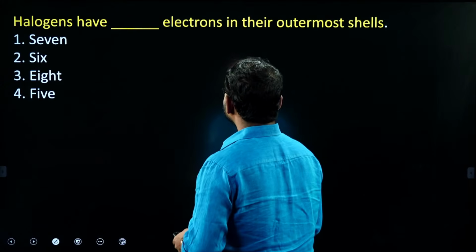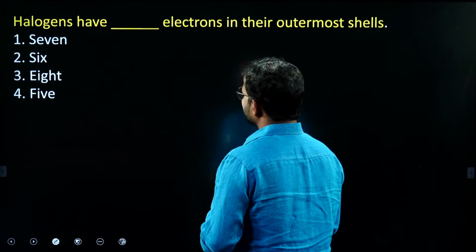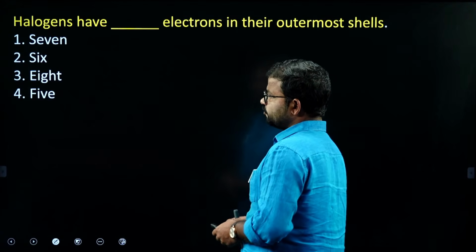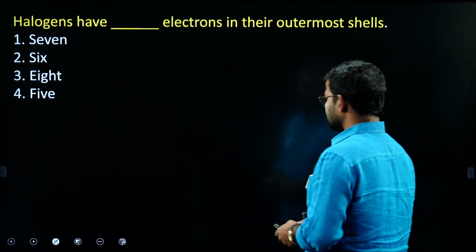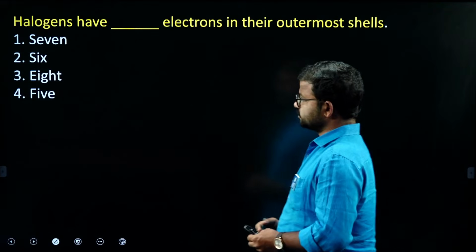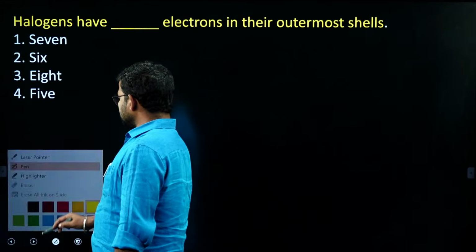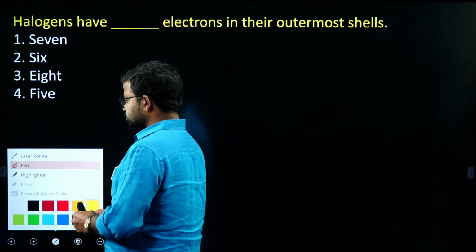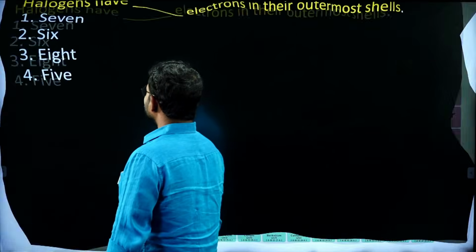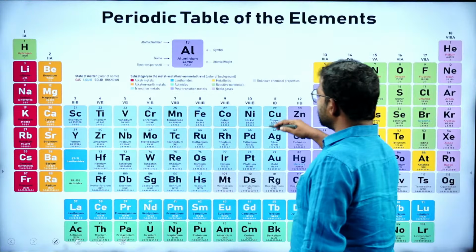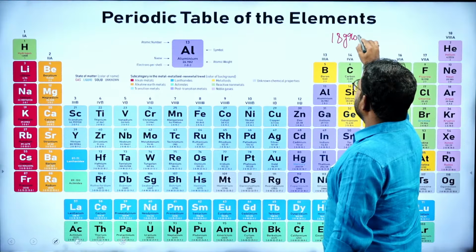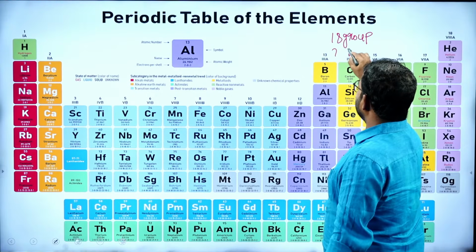Halogens have dash electrons in their outermost shell. 7, 6, 8, 5. How many electrons does it have? First of all, you have to know the meaning of halogens. If you consider the periodic table, totally we have 18 groups and 7 periods.